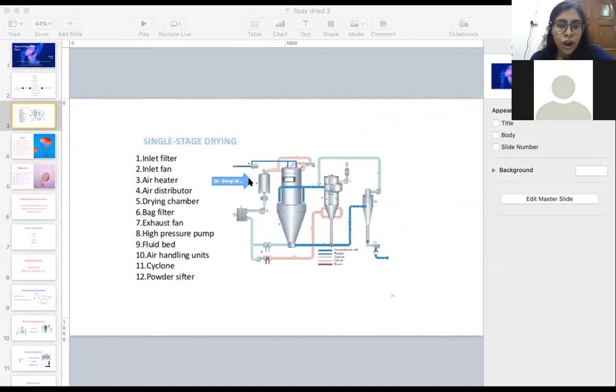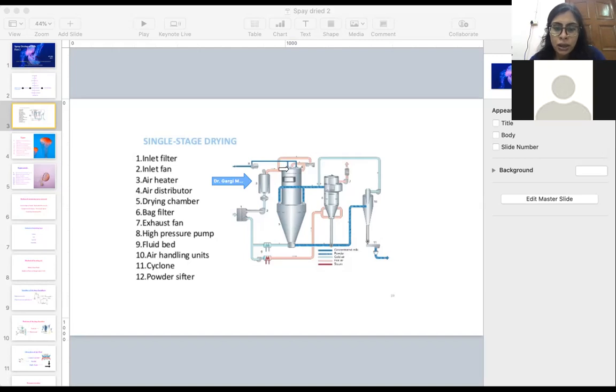Yes, ma'am. From this air heater, the air is distributed. This is the fourth chamber where the air is distributed. This is the drying chamber. So the heated air enters here and then it is distributed in the drying chamber. In the drying chamber the material is fed. The material enters. Like you see, this number 8 is the high pressure pump.